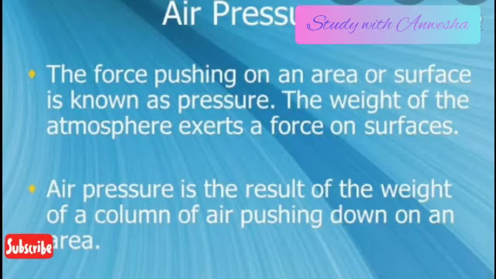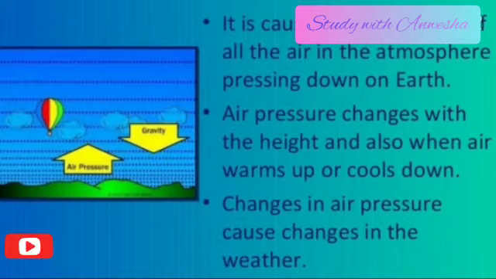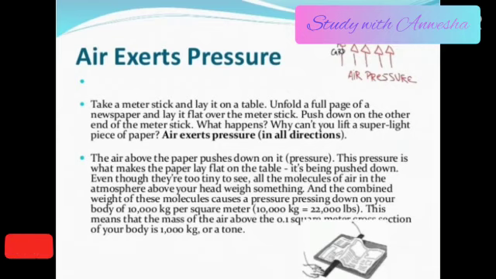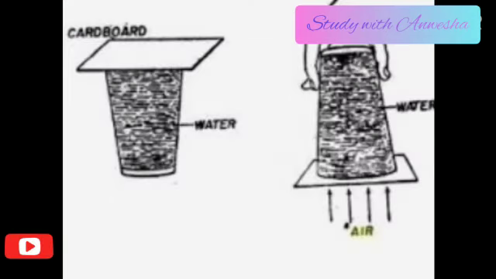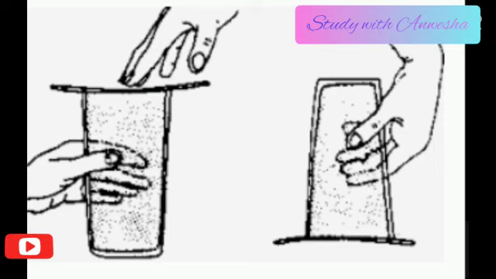Because of its weight, air pushes everything around it in all directions. In other words, we say that air exerts pressure. This pressure is called the air pressure. Let us use a simple activity to show that air exerts pressure. We need a plastic cup and an index card, a card of cardboard.